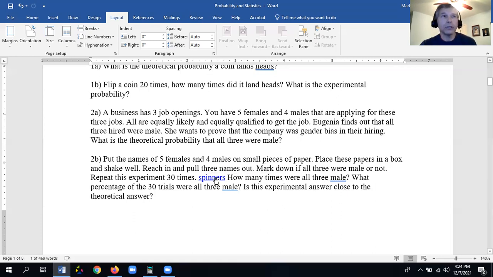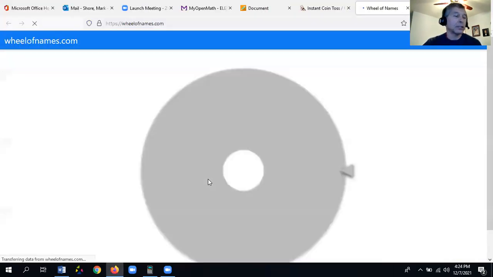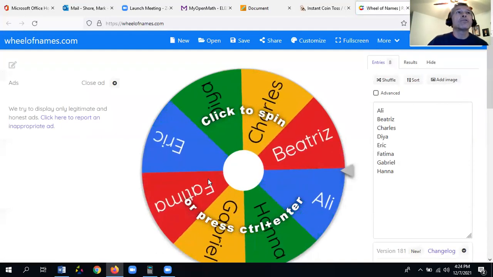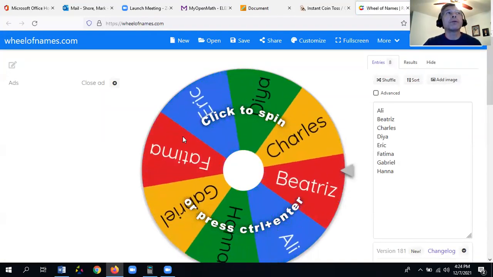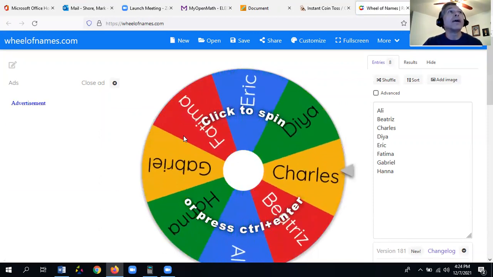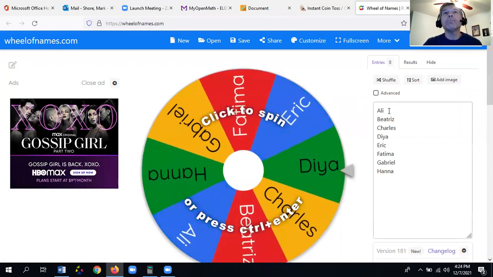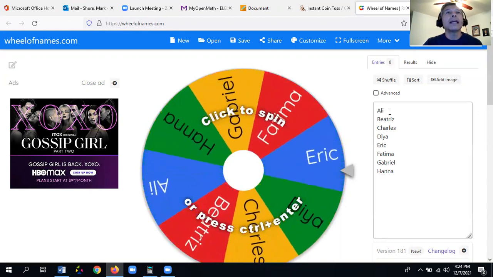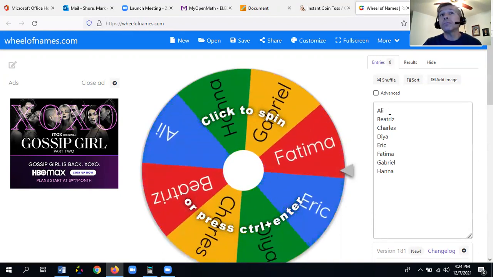Let me make sure I can get this open. It takes a while for this to open. There we go, fine. Seems like I got to click on it 3 times for it to open. So here's my spinner program, and you have a link for this. Wheel of names. Well, you can put anything on this that you want, and you can put in as many names as you want.